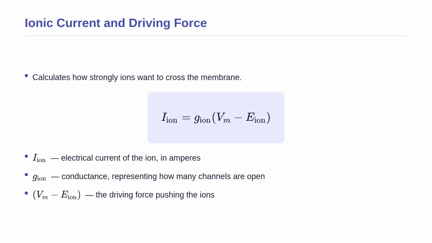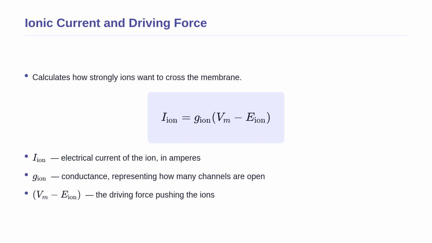To understand the sheer power behind this rush of ions, we use a modified version of Ohm's law for membranes. Conceptually, this formula tells us how strongly ions want to cross the membrane during an action potential. Let us look at the symbols.